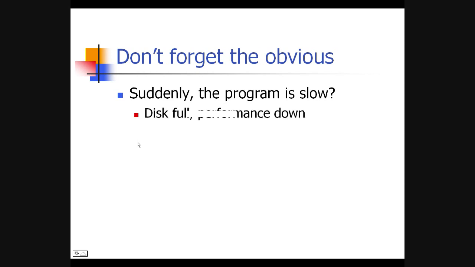And remember not to forget the obvious. If suddenly the program is slow, if it was working fine and from day 1 to day 2 the program becomes slow, there's something else going on than just one line of code somewhere. So what can that be? Remember all these things that can be wrong. It's the obvious. The disk is full, the performance is down, just as stupid as that. Remove the kids games. That's a very stupid case of optimization.